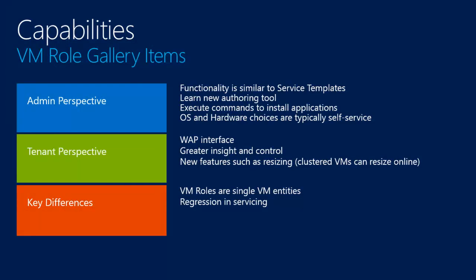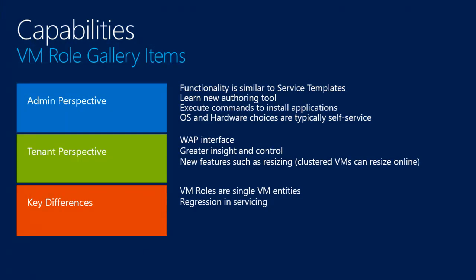You can execute commands to install applications. And the OS and hardware choices are typically self-service. So you get drop-downs for which is the VHD that you want to use for the OS and whatnot. So that's the admin side. That's the I'm creating stuff and configuring it to a certain point. From the tenant side, you're using the other side, that WAP interface. You get greater insight and control over what you're self-service provisioning. And there's a couple new features such as resizing and clustered VMs and can resize online.